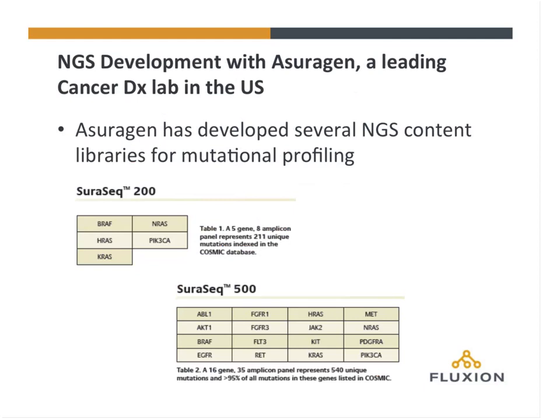Another application area that we're looking at is next-gen sequencing, and this is a great application for IsoFlux samples. One of the partners we're working with here in this area is Asuragen, which, if you're not familiar with them, is a leading cancer diagnostic and reference lab here in the U.S. They've developed some targeted sequencing panels that look at hotspot mutations of relevance to cancer. One of the panels that we've used is their SuraSeq 200 panel, and this looks at 211 unique mutations across the RAS pathway, covering genes like KRAS, BRAF, HRAS, and NRAS.